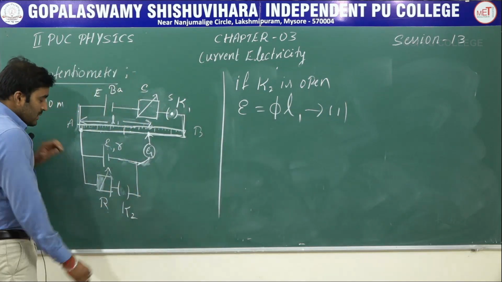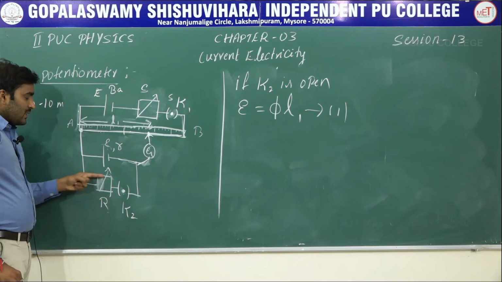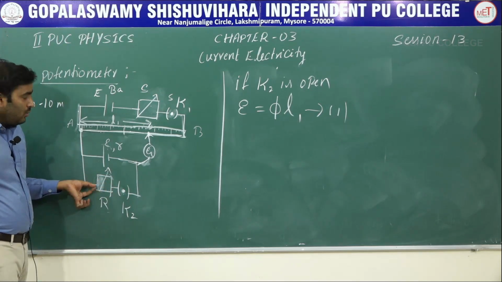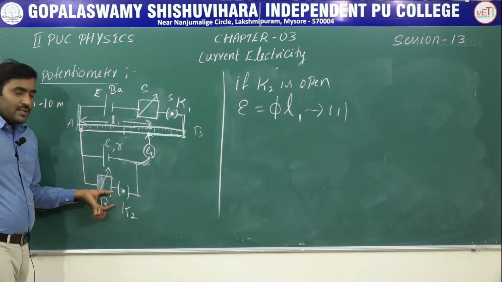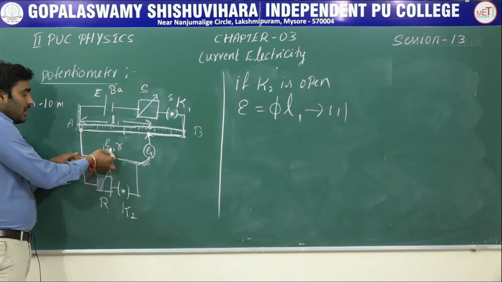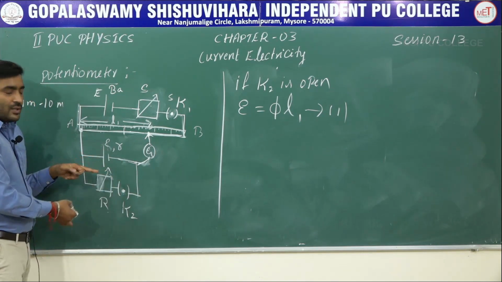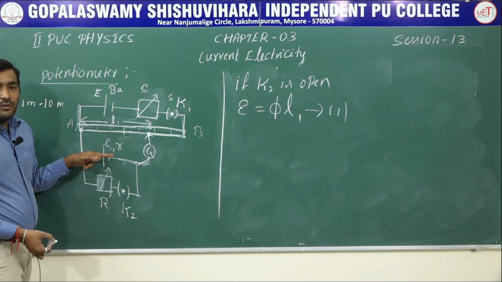Now what we have to do is, let us close this key. Since this resistor has some finite value, current now flows through the resistor as well as the cell. So we know that the potential across the cell when the current is flowing through it is called the terminal potential difference.